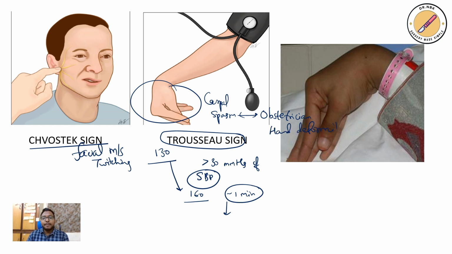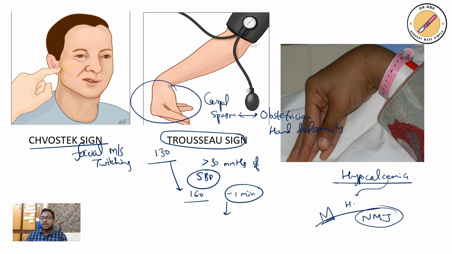So why is this happening in hypocalcemia? Normally calcium is related to your neuromuscular junction. Because of the hypocalcemia, there will be hypersensitivity at the level of receptors. It is mainly because of the alteration at the level of neuromuscular junction. That is the mechanism. So these are the named signs in case of hypocalcemia.